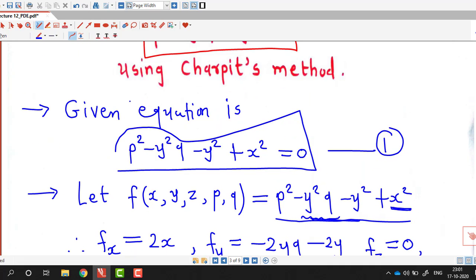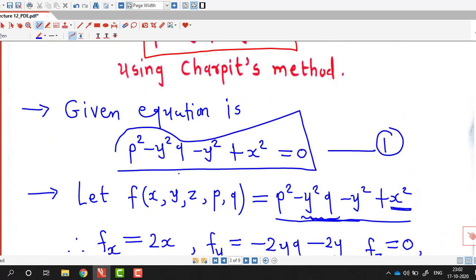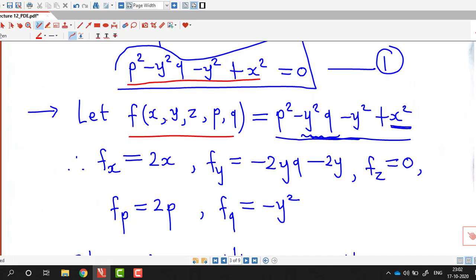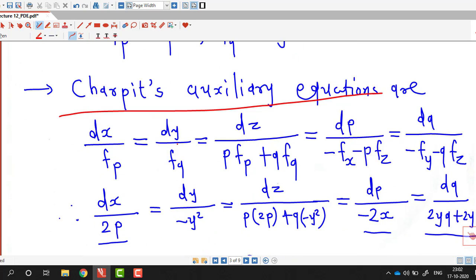So let us just quickly revise the method. First step is you have to consider all the non-zero terms on one side, and you have to give the resulting expression. We can denote this left hand side by small f. Then we require derivatives of this function small f with respect to x, y, z, p and q. So first we find their derivatives. After that we have to remember Charpit's auxiliary equations. So dx upon fp equal to dy upon fq equal to dz upon p into fp plus q into fq equal to dp upon minus fx minus p fz equal to dq upon minus fy minus q fz.